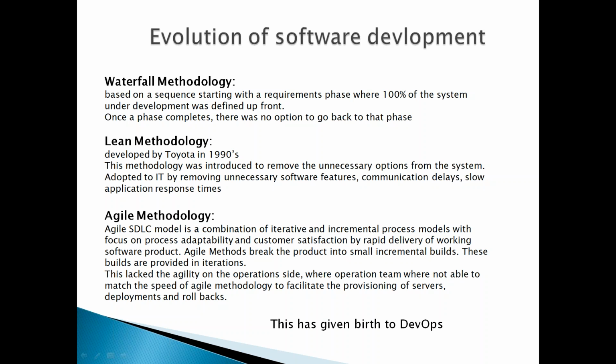Then we had the agile methodology. Agile methodology is a combination of an iterative and incremental process. So what is iterative and incremental? Suppose you have 10 features that need to be implemented for the customer. Instead of implementing all 10 features in a single phase, you implement each feature in a small phase and release that phase to production. This way you'll know all the issues beforehand.